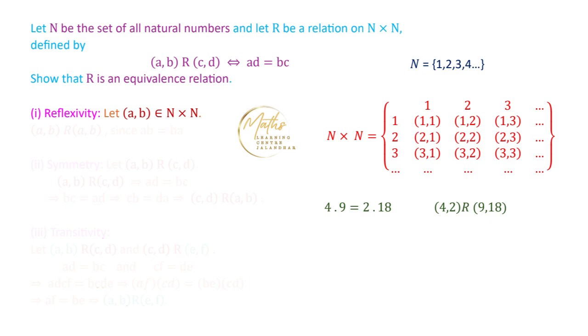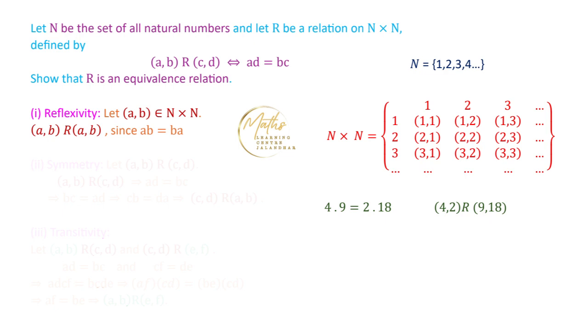We are not considering the element of n. We are considering the element of n cross n, the ordered pair. We are saying (a, b) belongs to n cross n. So we are checking this condition, whether (a, b) is related to (a, b). And this will hold because, from the definition of this relation, (a, b) is related to (a, b), since the product a into b will be equal to b into a. So we are saying that this relation is a reflexive relation.